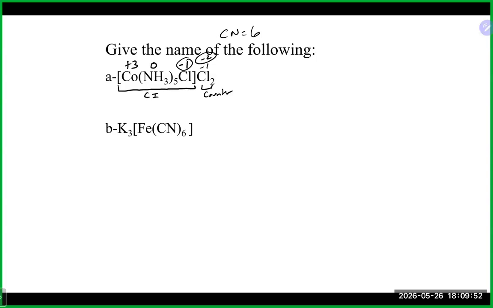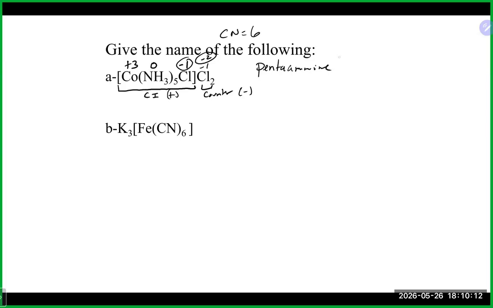Once again, the coordination number is not always going to be 6, by the way. So we also can see our complex ion is positive as it comes first. Our counter ion is negative. So we do have 5 of the ammonia there. So that's pentaammine.